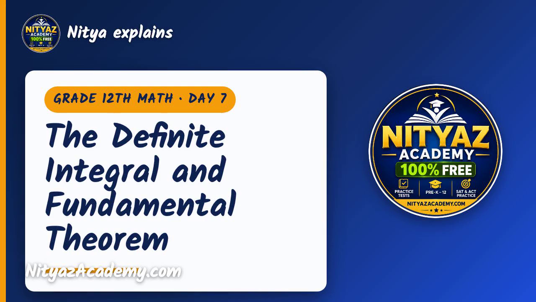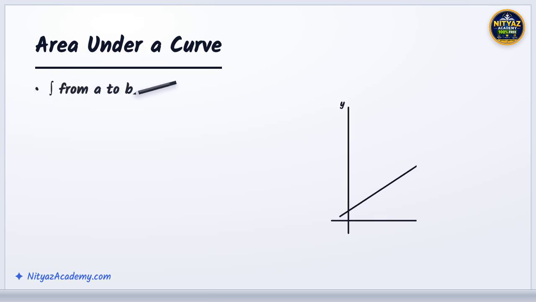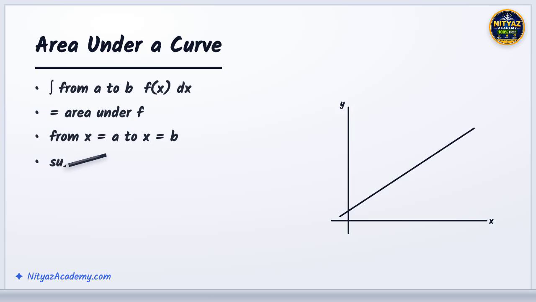Let's learn the definite integral and fundamental theorem together, step by step. A definite integral has numbers on the symbol, a at the bottom and b at the top. It measures the area trapped between the curve and the x-axis from a to b. Picture slicing that region into countless thin vertical strips and adding their areas. The integral is the exact total of all those strips.